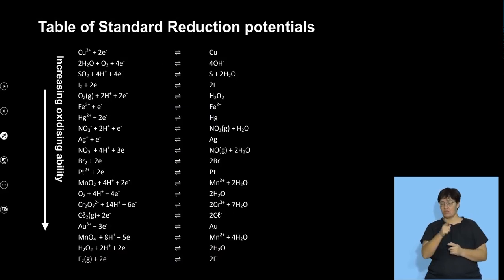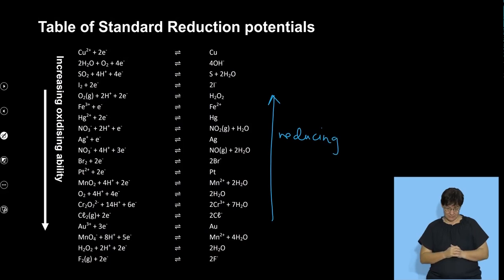So we are saying that if you look at it from top to bottom, it's in terms of oxidizing ability. But if you look at it from bottom to top, it's in terms of reducing strength, or reducing ability. So the reducing ability increases as you go up the series, and the oxidizing strength of the substance increases as you go down the series, right?